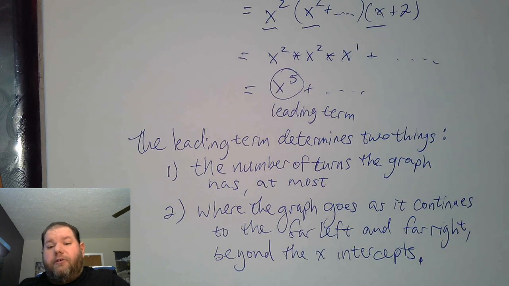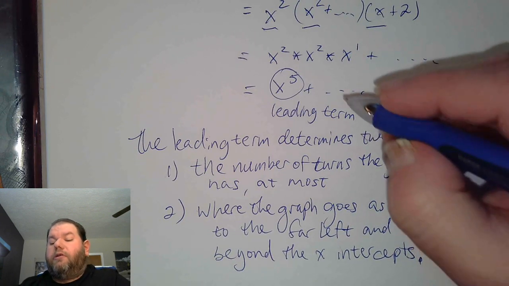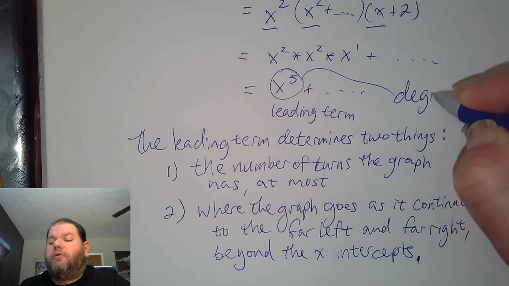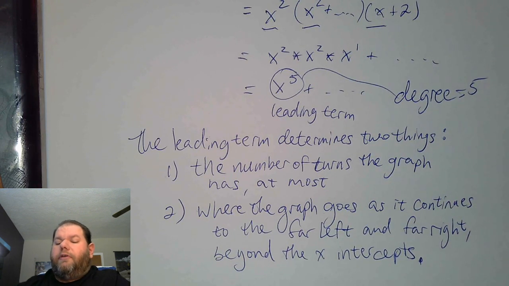So we got a leading term of x to the fifth. Now, the 5, we sometimes call that the degree of the polynomial. The degree is basically the highest exponent that appears in the polynomial, so it's part of that leading term. Well, it turns out the maximum number of turns that a graph can have is one less than the degree. So a fifth degree polynomial could have up to 4 turns in the graph.